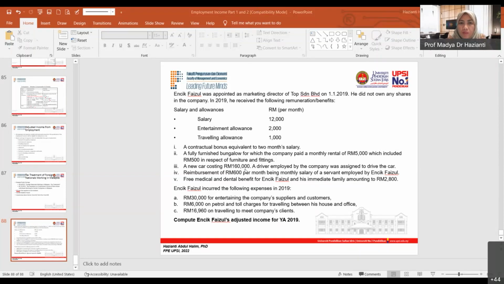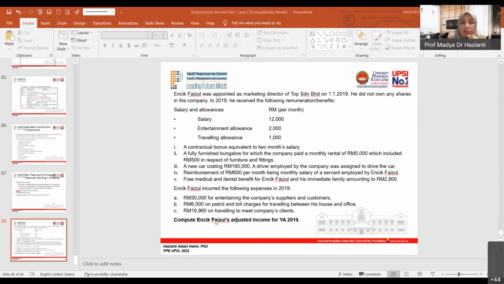New car, 160,000. The earlier one was a half-used car, an old car, right? Now new car. A driver employed by the company was assigned to drive the car. Reimbursement of 600 per month being monthly salary of a servant employed by Encik Faizul. Okay, he has a servant. He pays the salary but his employer reimburses him 600 per month. Free medical and dental benefit for him and his immediate family amounting to 2,800.